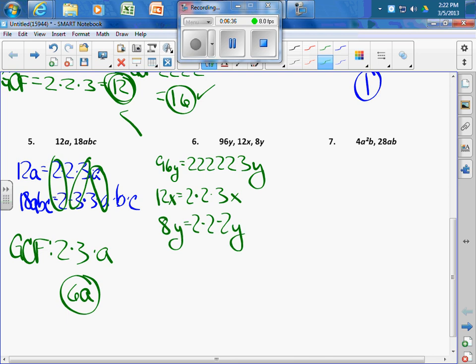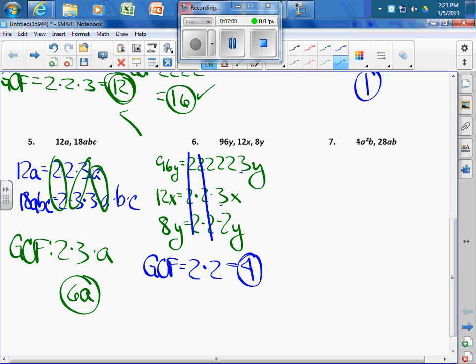And what do we have in common? Well, we have a 2. We have another 2. Now, it's got to be in common in all 3 terms. Do we have another 2 in all 3 terms? No, we do not. Do we have a 3 in common in all 3 terms? No, I have a 3 here and a 3 here, but not in the last term. Do I have an x in common? No. Do I have a y in common in all 3? No. So my greatest common factor here would just be 4.